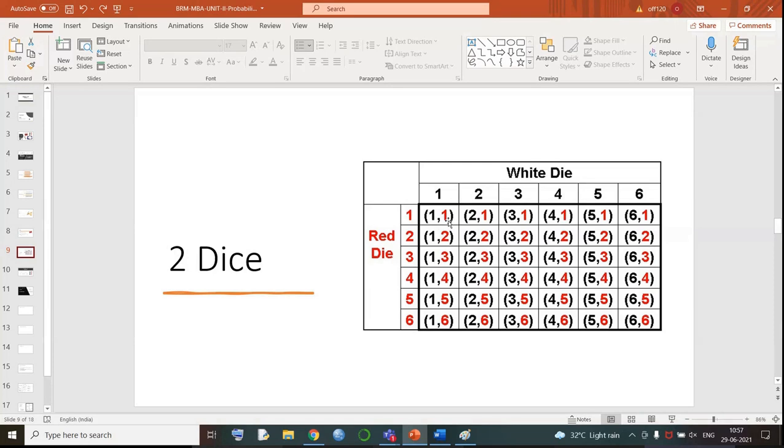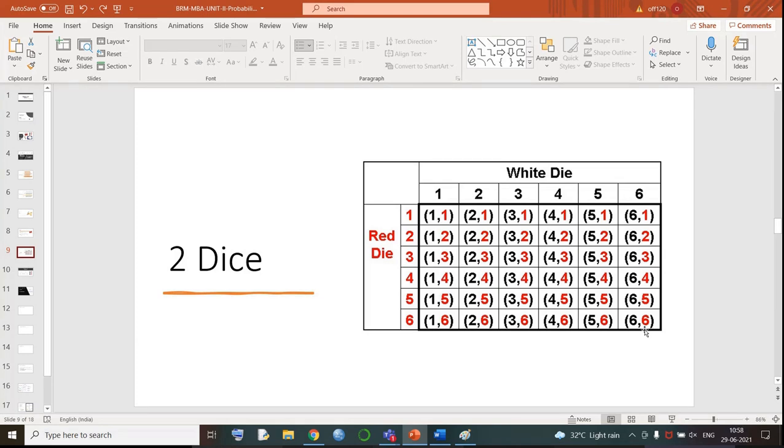See, 1 comma 1 same number, 2 comma 2, 3 comma 3, 4 comma 4, 5 comma 5 and 6 comma 6. How many such combinations are there? 6 combinations are there. So our answer is how much here? 6 by 36 is our answer. So always favorable number of cases will be there existing in exhaustive cases.